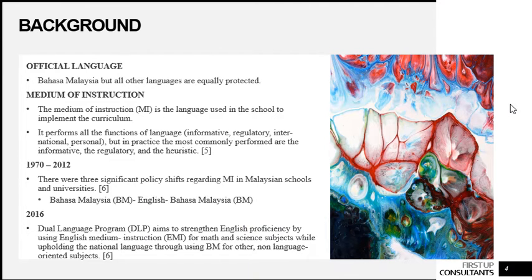Chapter 1. In Chapter 1, I would like to highlight the background of my proposal, which mentions official language, medium of instruction, and some significant policy regarding medium of instruction. As for official language in Malaysia, it is Bahasa Malaysia, but all other languages are equally protected, such as Tamil, Mandarin, and other languages. They also have schools to protect their own languages, such as vernacular schools.